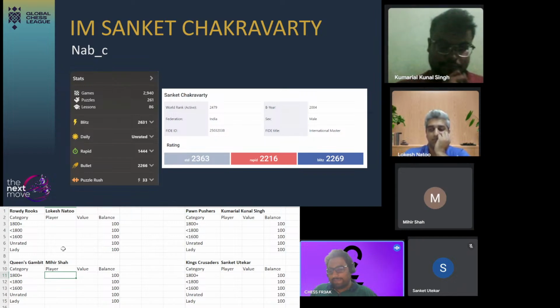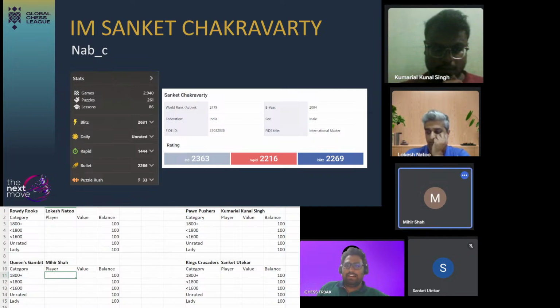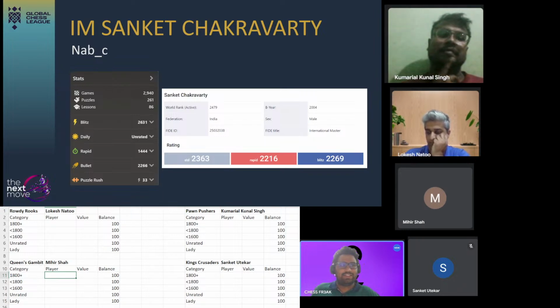Lokesh is willing to spend 50% of his purse for International Master Sanket Chakravarti. What a player. 2360 his standard rating, 2269 his blitz rating, a chess.com rating of 2631. He's an international master, a very promising player, the strongest player of this pool. 50 points, Lokesh Natu, going once. Mihir Shah, are you interested? 50 points going to Rowdy Rooks, Sanket Chakravarti.